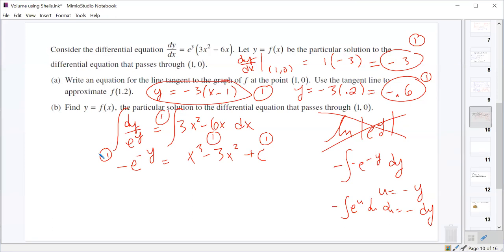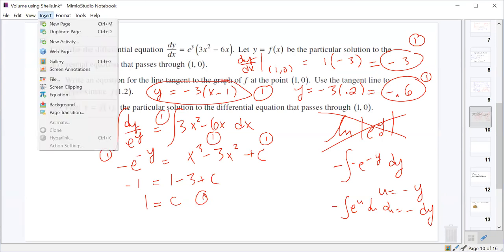And then you got to solve for your constant, which if you can get this far, you should be able to solve, no problem. If x is 1, y is 0, so negative e to the 0, that's negative 1. And like we said, x is 1, so this becomes 1 minus 3 plus c. So we got negative 2 plus our constant is negative 1. Well, what does that make our constant? It should be 1. That's the 5th point right there.